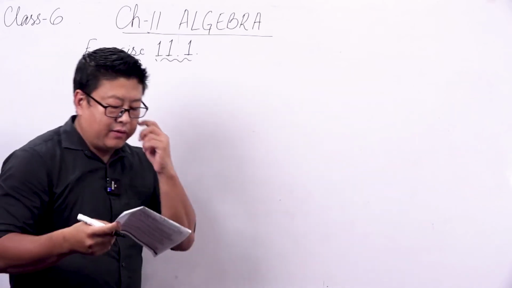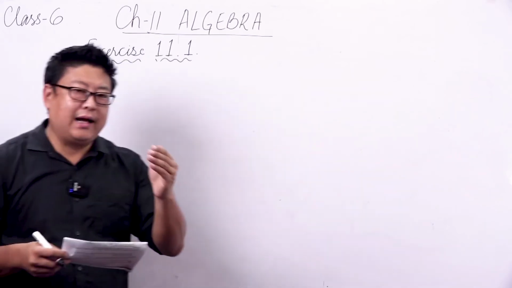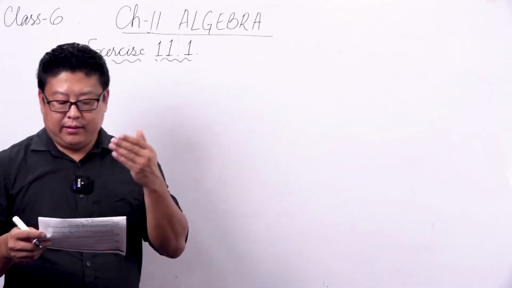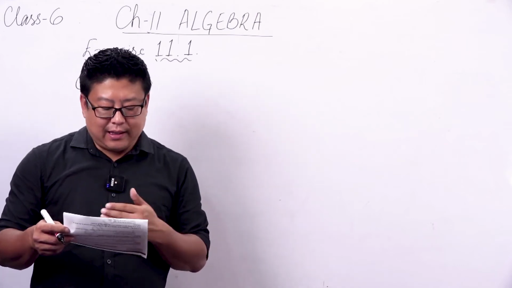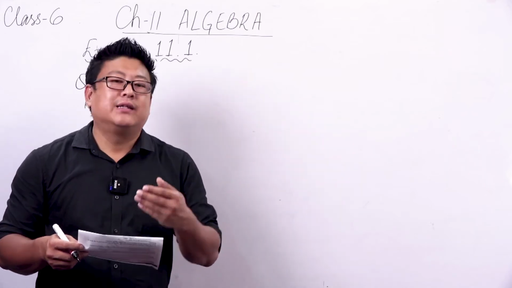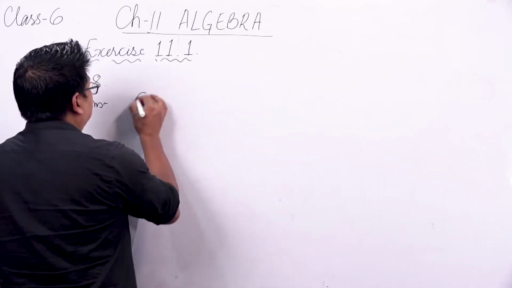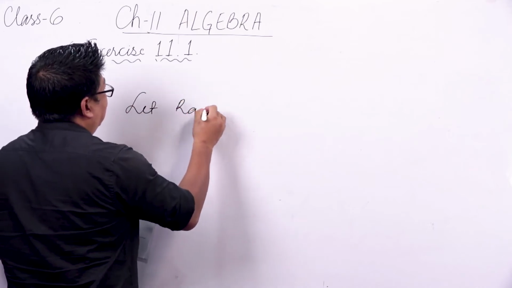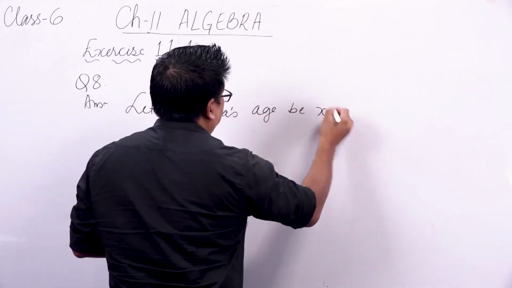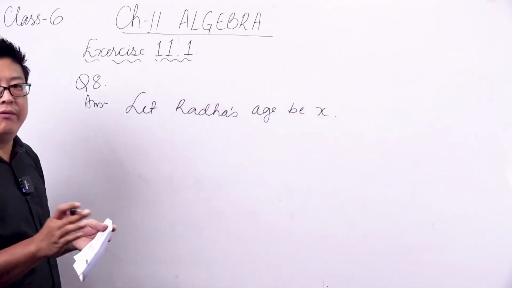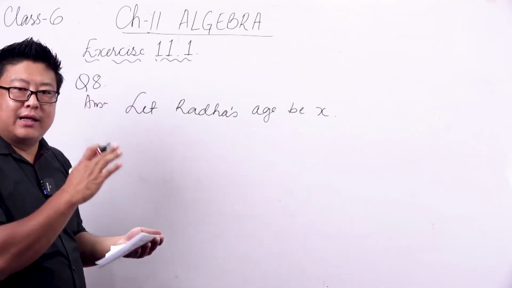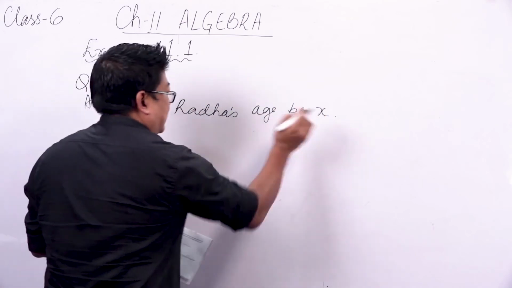Leela is Radha's younger sister. Leela is 4 years younger than Radha. Can you write Leela's age in terms of Radha's age? Take Radha's age to be X years. Since Radha's age is not given, we will write let Radha's age be X. But they are asking us to write Leela's age in terms of Radha's age. Okay, so in terms of X.